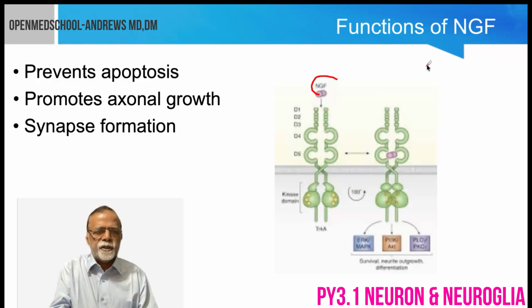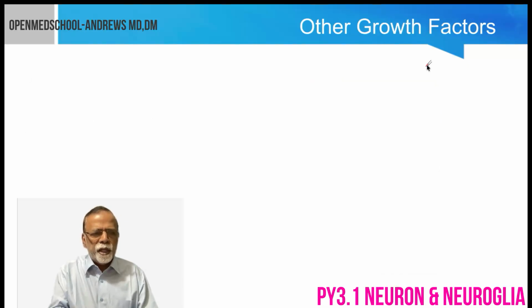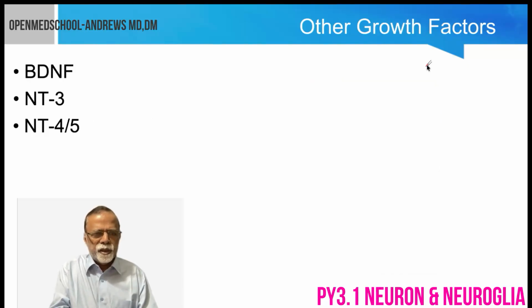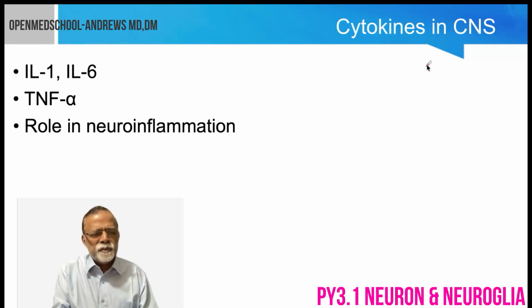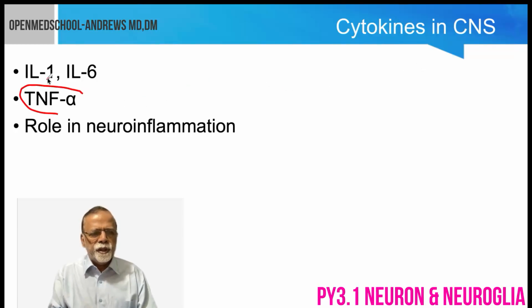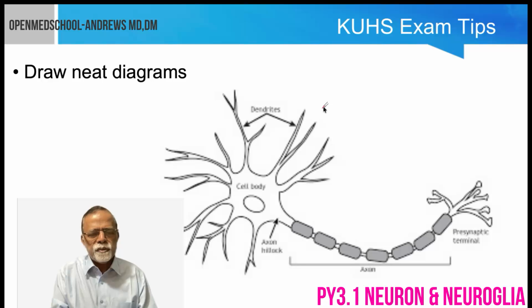So nerve growth factors are essential. There are other nerve growth factors. One is the BDNF, brain derived neurotrophic factor, NT3, NT4, NT5, etc. Different cytokines are also important for neuroinflammation: TNF alpha, tumor necrosis factor, interleukin 1, interleukin 6. These are all involved in neuroinflammation.